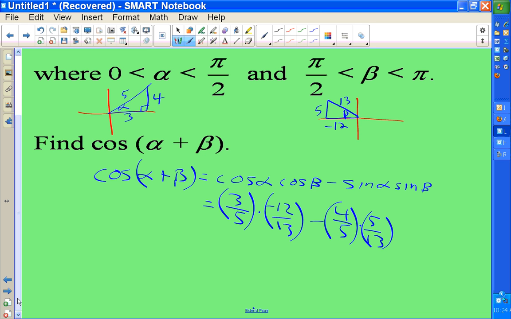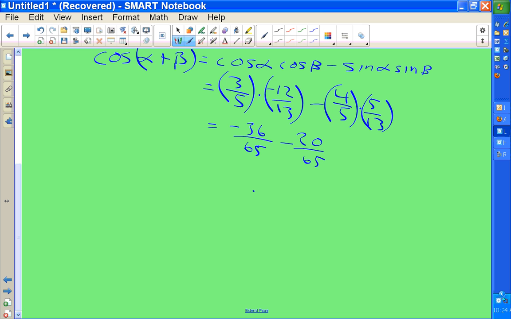So you have enough information so that you can get -36/65 minus 20/65. Did I make a mistake? Equals -56/65 for cosine of alpha plus beta. Mostly arithmetic, if you know your formula. That's the answer.